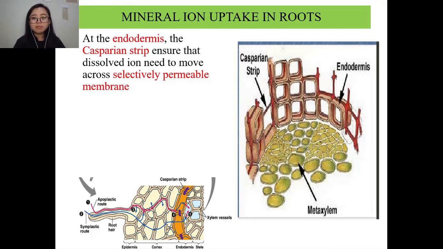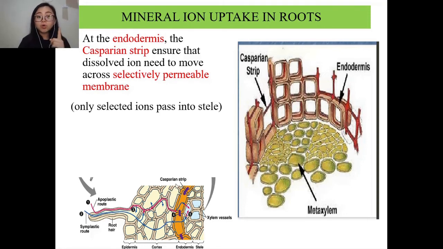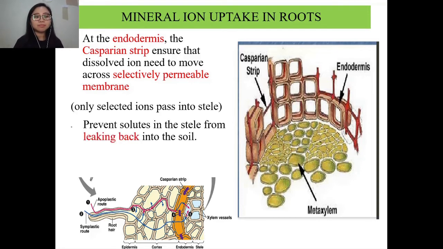Mesti ada, macam kita lah, mau lepas sempadan kan, mesti ada swab test. Begitulah. Dia akan paksa mineral ion itu untuk melalui pemilihan across selectively permeable membrane, so that only selected ions will pass into the stele, will pass into the xylem. Kita tidak, itu tumbuhan tidak mau ion-ion yang tidak berguna ikut termasuk. Dia akan pilih ion yang dia mau saja.